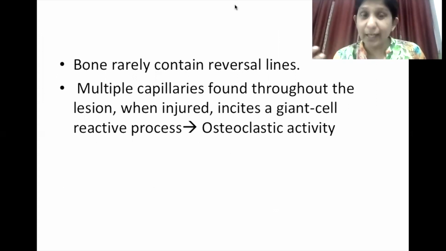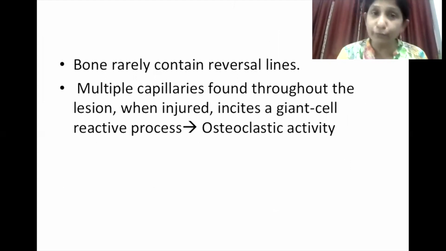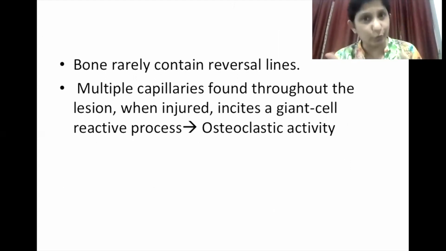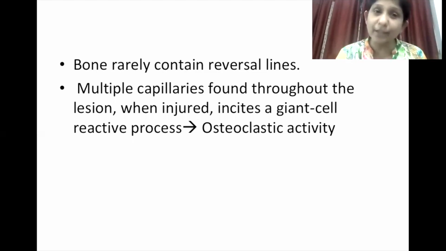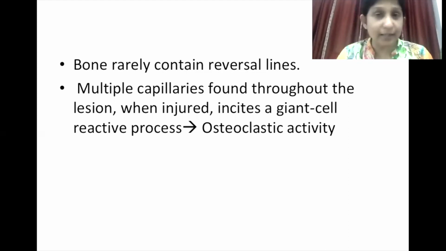Now what is a reversal line? A reversal line is seen between zones of bone deposition and zones of bone resorption. So when a bone is deposited, you find a straight line. And when a bone is resorbed, because of the Howship's lacunae and the resorption bay, you find a very cupped kind of line, basophilic lines. So alternate resorption and deposition lines are called reversal lines. So that's what you find. You don't find them in fibrous dysplasia.